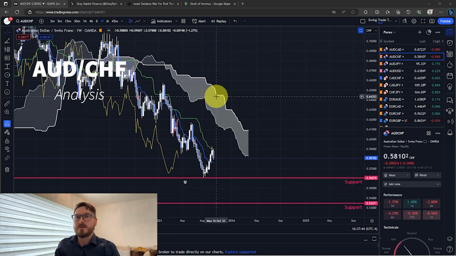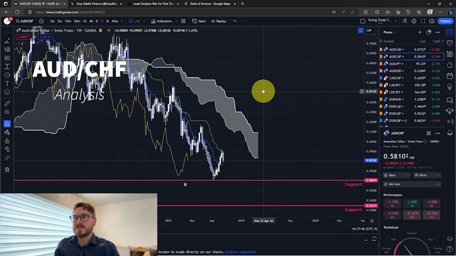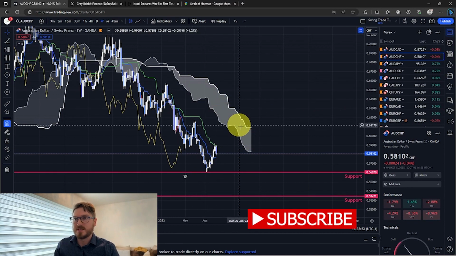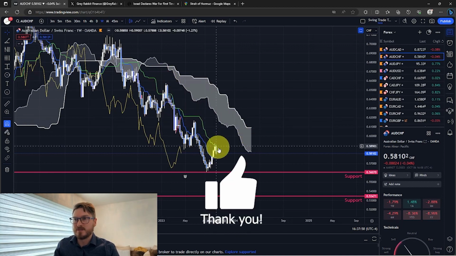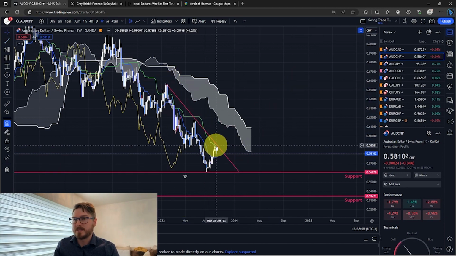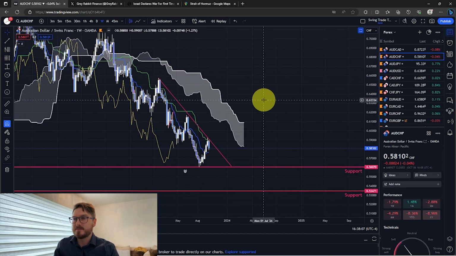Okay guys, now we're here on AUD Swiss franc, and this is the weekly chart. As you can see, overall this weekly chart is pretty bearish. This is a nice bearish Kumo structure, and we've had price be resisted on this trend line here. So I'm expecting price to continue back down on the weekly basis.